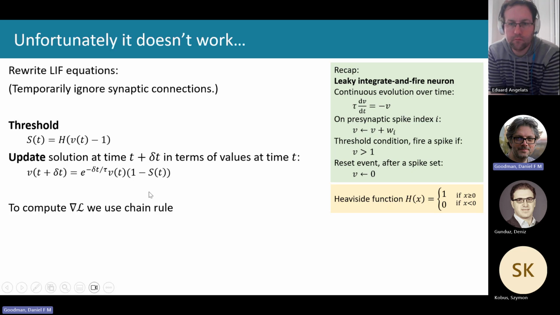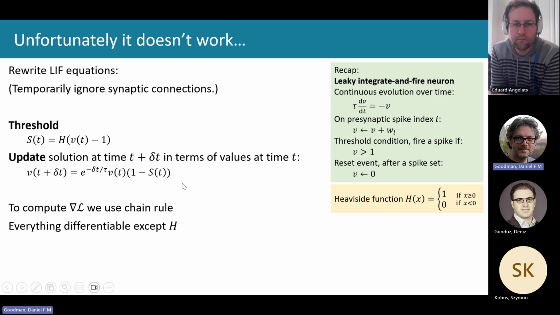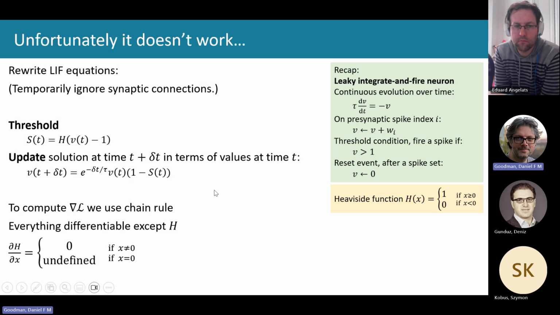So at this point, you can say, okay, we've got our f function, we can compute our loss, we can compute the gradients, we can use the chain rule, and everything about that is fine, except for this one function h, which is going to cause us problems, because the differential of h is undefined when x is 0, but more to the point, it's 0 almost everywhere. So for all possible values except 0, this gradient is 0.